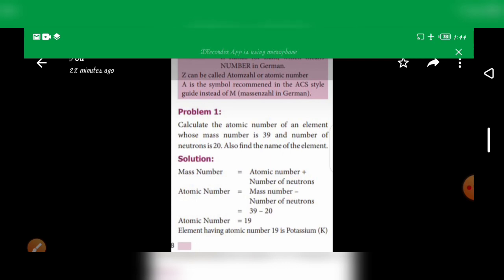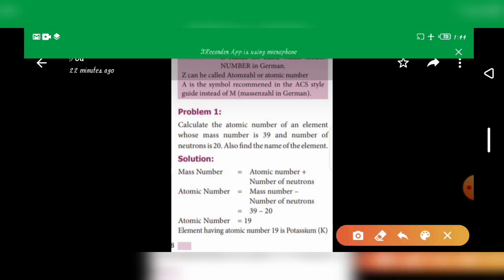Okay, how will you calculate? Calculate the atomic number of an element whose mass number is given. Where do you write the mass number? Here, see: you do not know the element, so you write it as X. The mass number is written in the superscript, so here the mass number is 39. The number of neutrons is given: N is equal to 20.